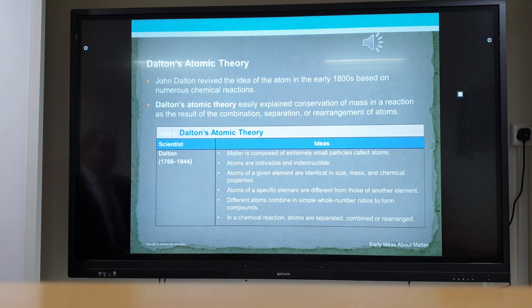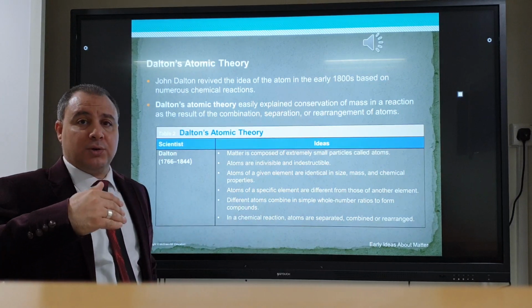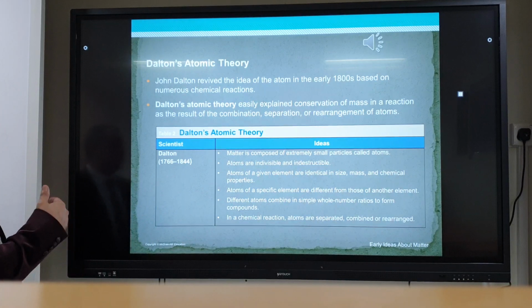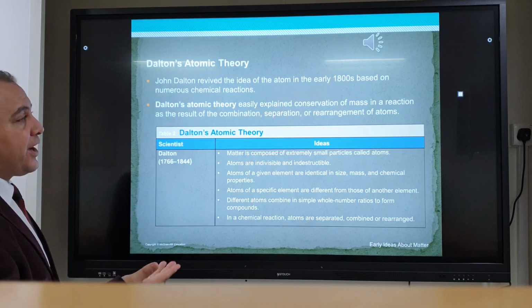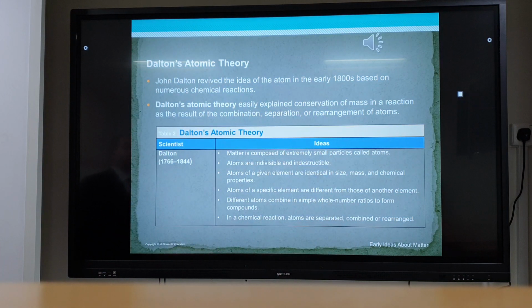Now, John Dalton's theory. John Dalton revived the idea of the atom in the early 1800s, based on numerous chemical reactions. Dalton's atomic theory easily explained the conservation of mass in a reaction, as the mass of matter is conserved as a result of the combination, separation, or rearrangement of atoms. So, what did Dalton say?